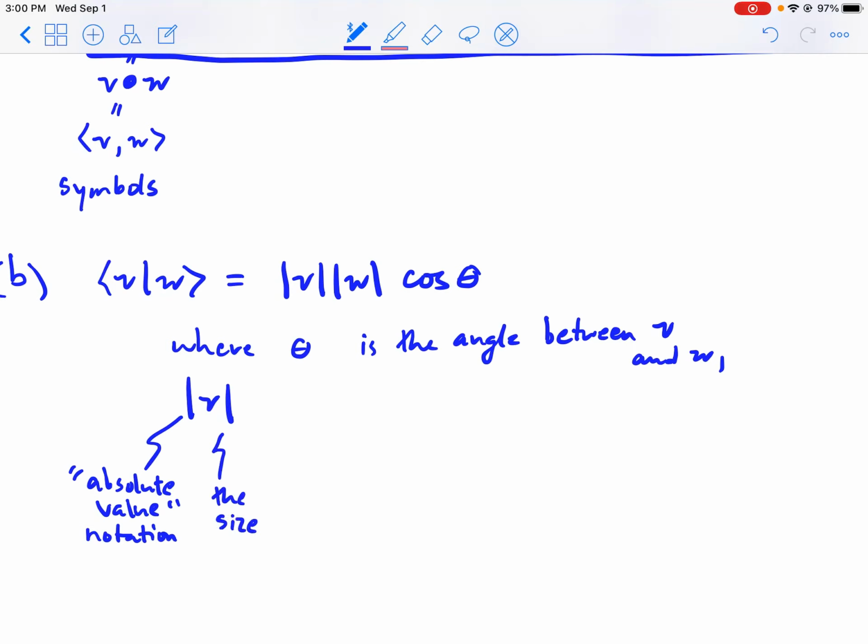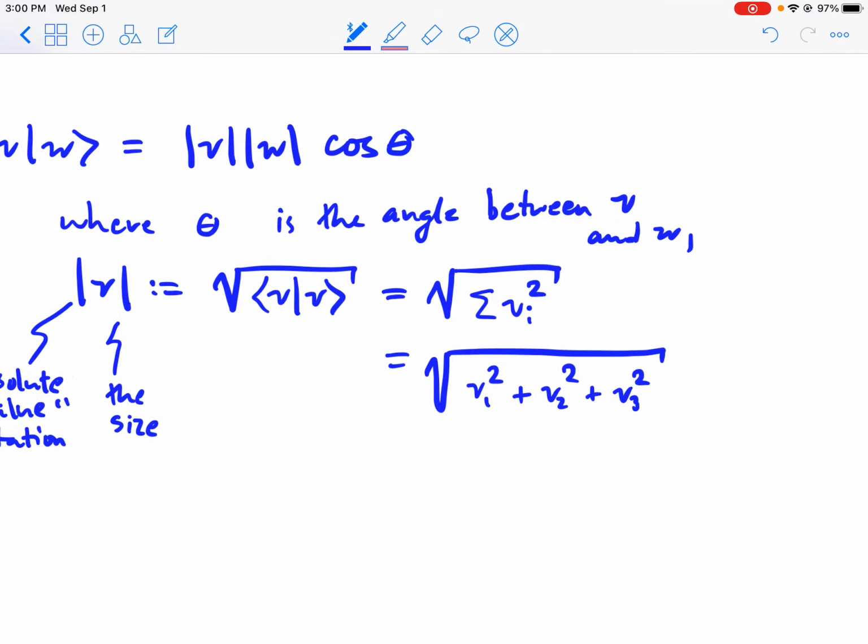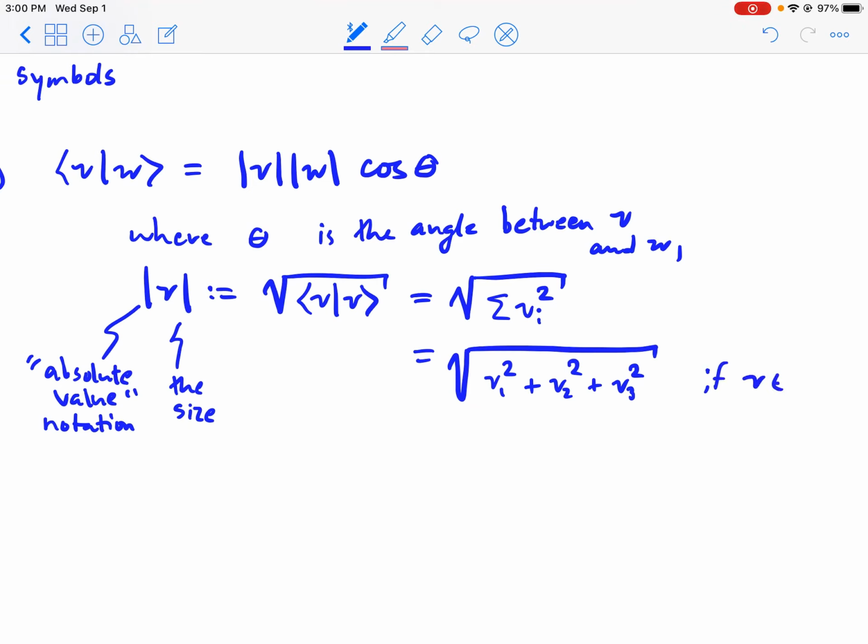It's a way to say the size of this vector, and the size of a vector is defined to be the square root of the vector dot product with itself. So if we unwrap this formula even more, it's the square root of the sum of Vi squared. Let's unwrap this even more: V1 squared plus V2 squared plus V3 squared if the vector has 3 components, if V is in R3.